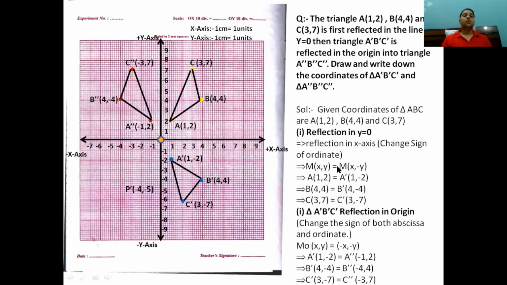This is the way we'll solve the questions of reflection here. We can have any kind of 2D figure here, it could be a rectangle here. First draw the points, then look at what is given here, whether it is reflection along the x-axis, y-axis, or reflection in the origin. Just learn the three basic rules here, and you will complete your whole chapter with these three basic rules.